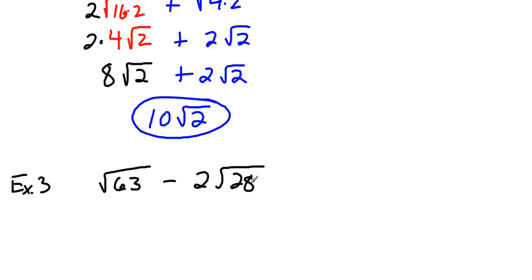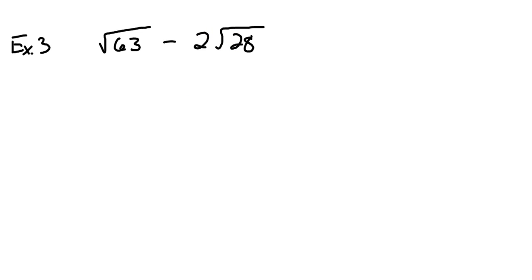Okay, let's do number 1. Let's do square root of 63 minus 2 square root of 28. Alright, with 63, if you start breaking it down, that is 9 times 7. And again, with 9 being a perfect square, that's really 3 square root of 7.